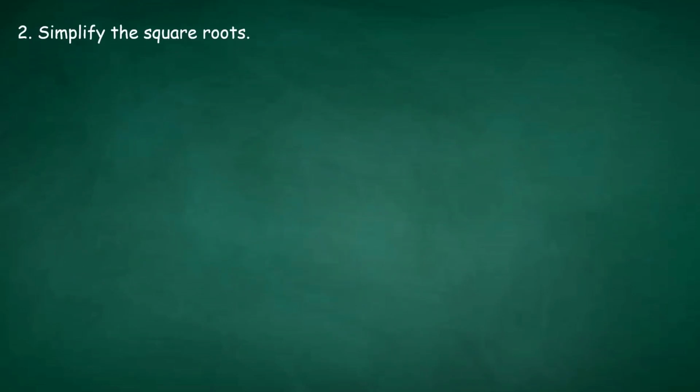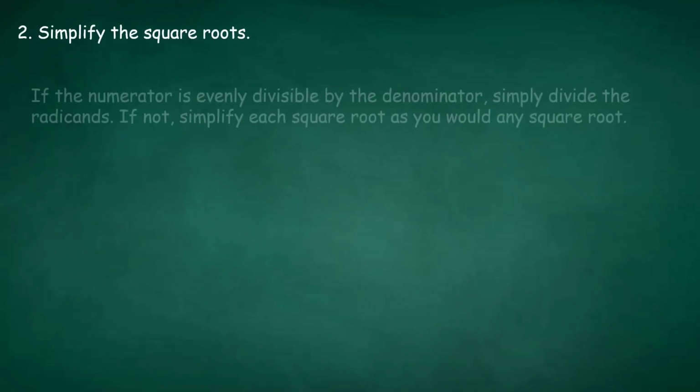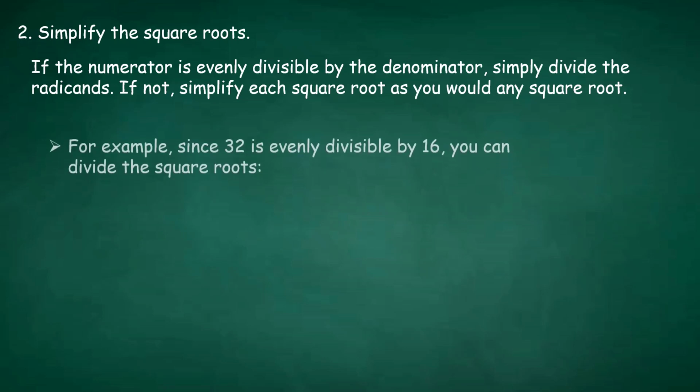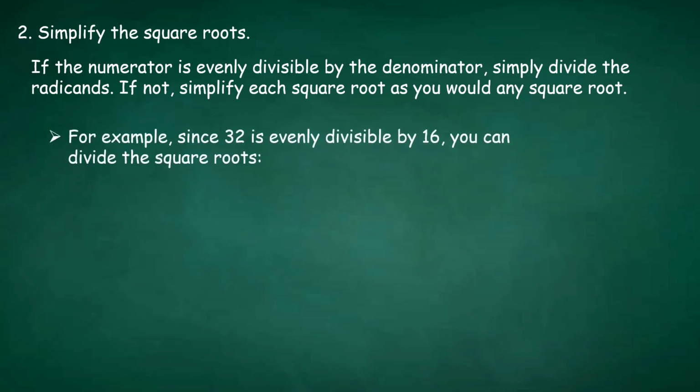2. Simplify the square roots. If the numerator is evenly divisible by the denominator, simply divide the radicands. If not, simplify each square root as you would any square root. For example, since 32 is evenly divisible by 16, you can divide the square roots. Square root of 32 over 16 is equal to square root of 2.